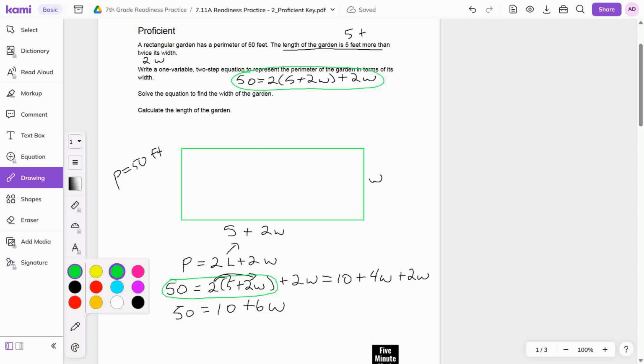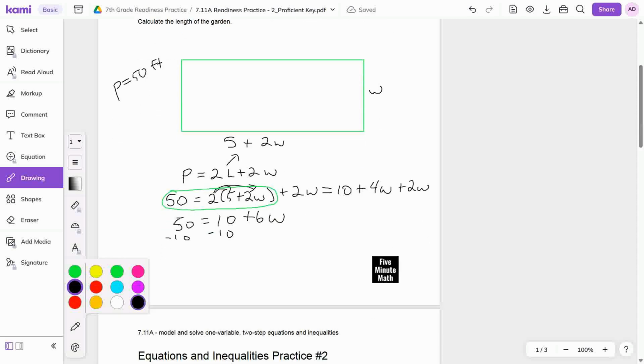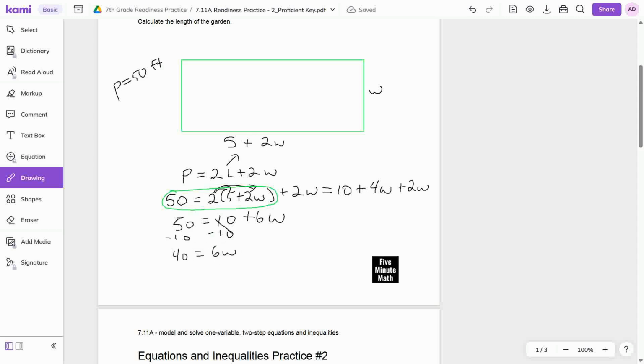All right, so let's use our properties of equality and isolate that variable. I'm going to subtract 10 from both sides. What that's going to do is get that 6w by itself. So that's going to give us 40 equals 6w. So let's divide both sides by 6. And then it's going to be w equals 40 divided by 6.